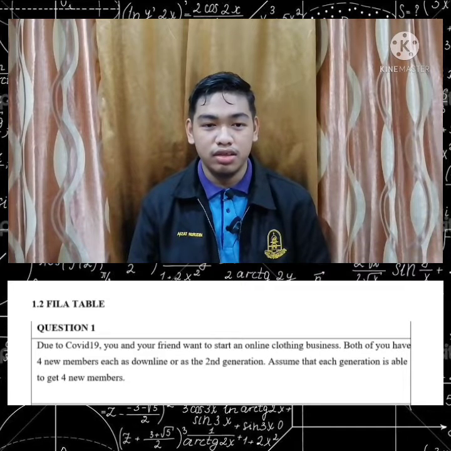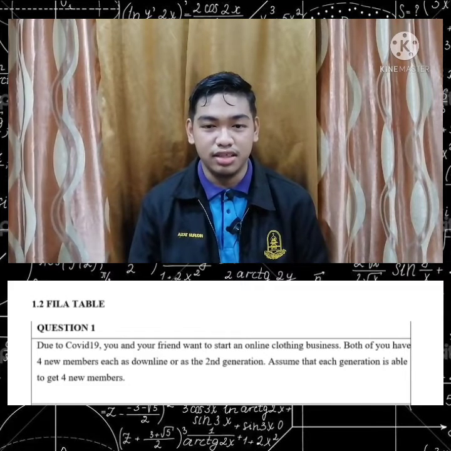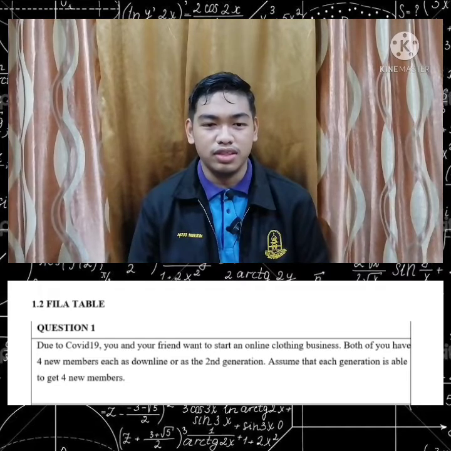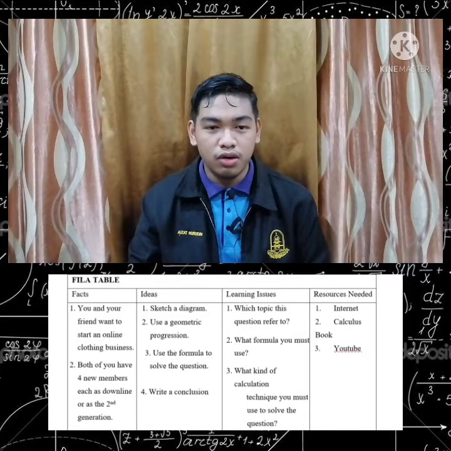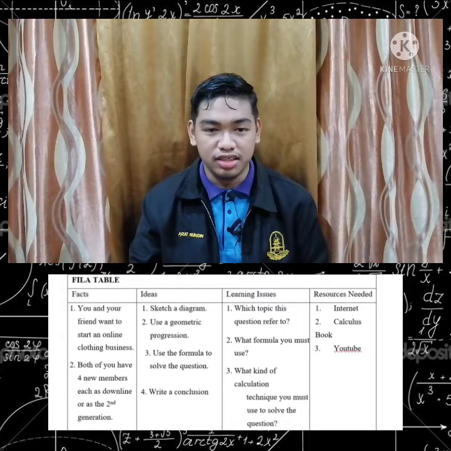Today, I will present the FILA table for question 1. FILA stands for facts, ideas, learning issues, and resources needed. Question 1 is: due to COVID-19, you and your friend want to start an online clothing business. Both of you have 4 new members each as downline or as the second generation. Assume that each generation is able to get 4 new members. First, for the facts: 1. You and your friend want to start an online clothing business. 2. Both of you have 4 new members each as downline or as the second generation.